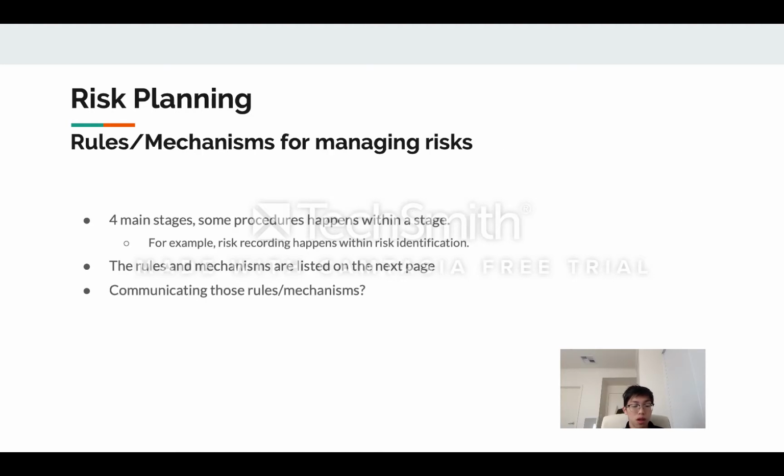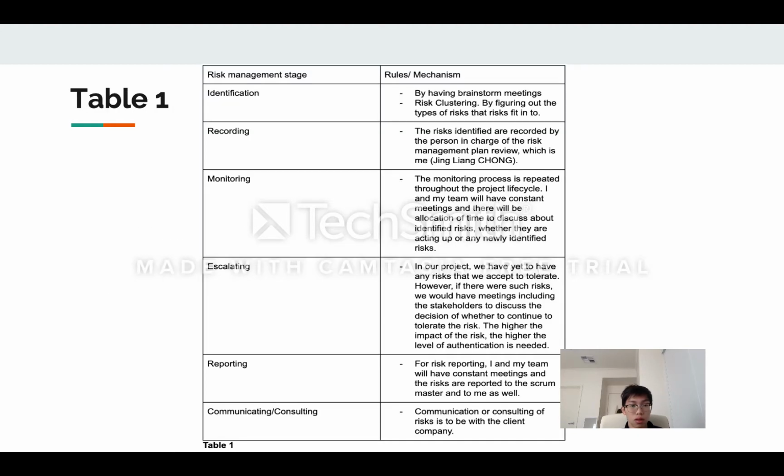So there are rules and mechanisms for managing risk at different stages. As I've mentioned, there are four main stages, but some procedures will happen within a stage. For example, risk recording happens within risk identification. So the rules and mechanisms are listed on the next page in the table. We have communicated these rules and mechanisms to our team members and clients in meetings, and there were no issues with it. So as I mentioned, this is the table with the rules and mechanisms for risk management stages.